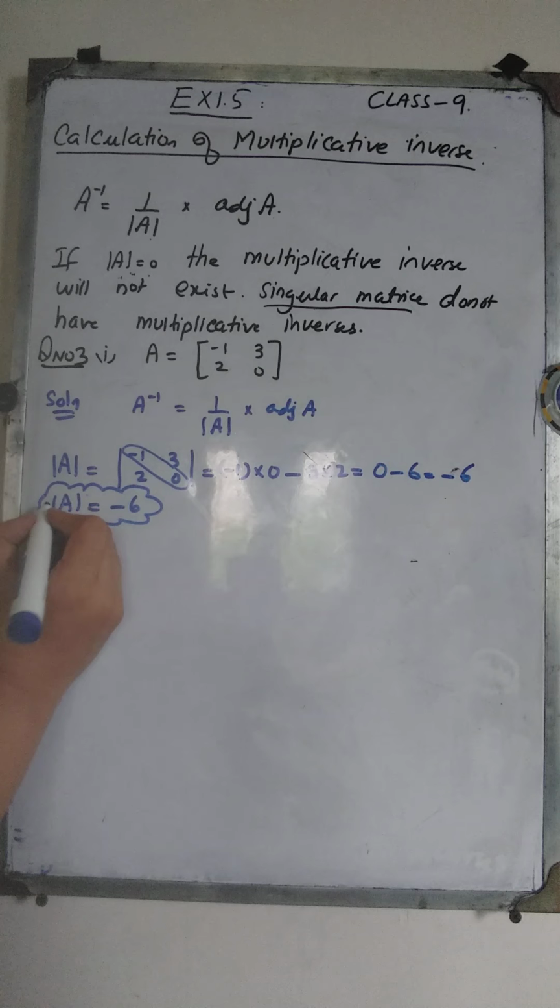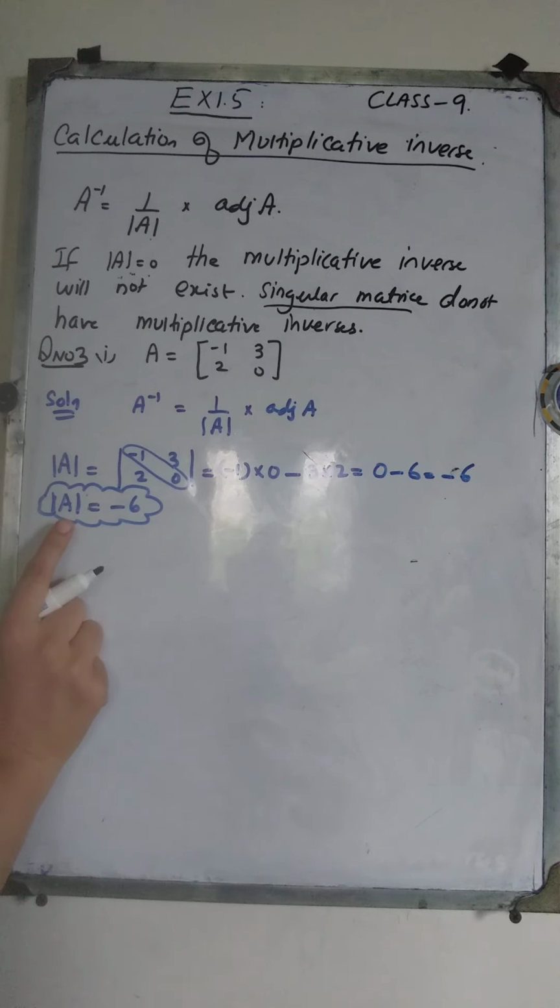These bars denote the determinant of a matrix, not the absolute value. Don't confuse it with absolute values, so it can be negative. This is the determinant of a matrix, not the absolute value of some number.